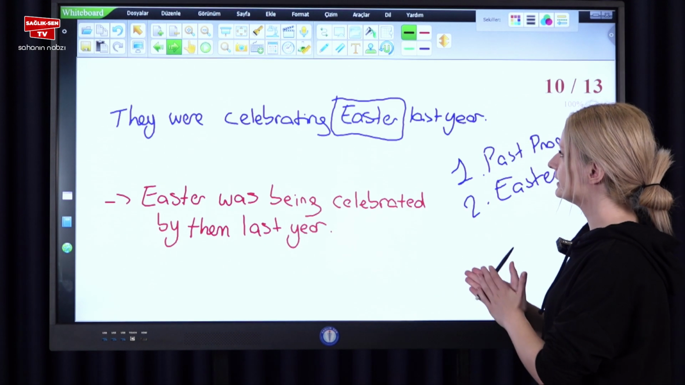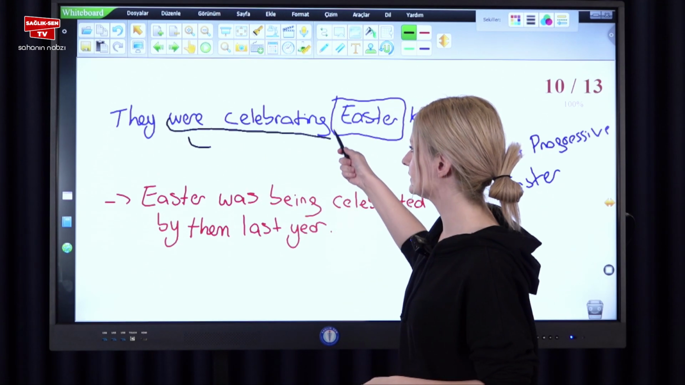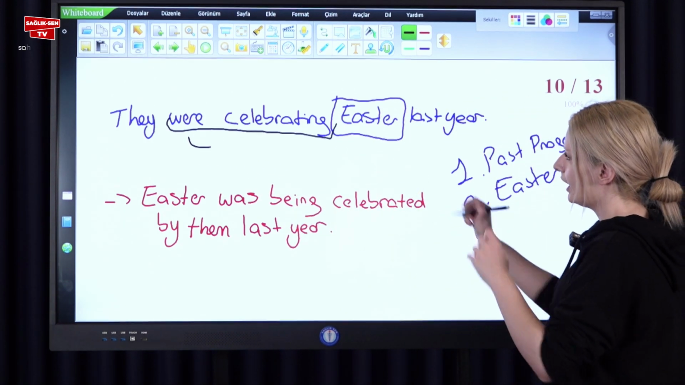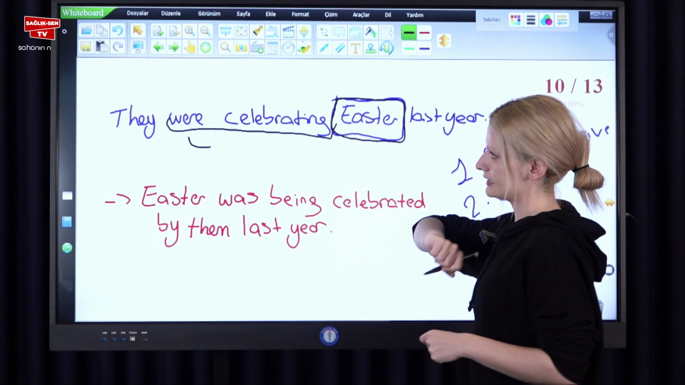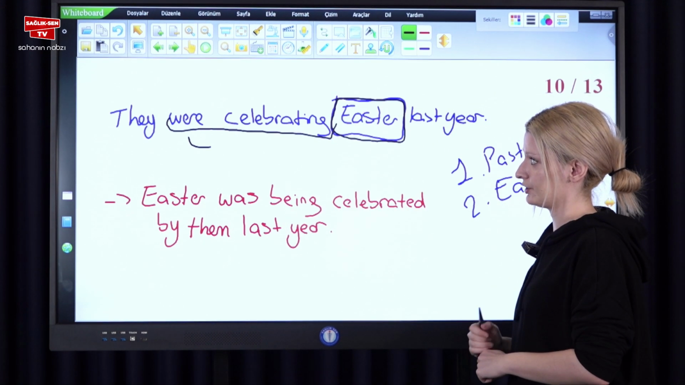They were celebrating Easter last year. You can see that this is a past progressive sentence. And our object is Easter. Easter was being celebrated by them last year.